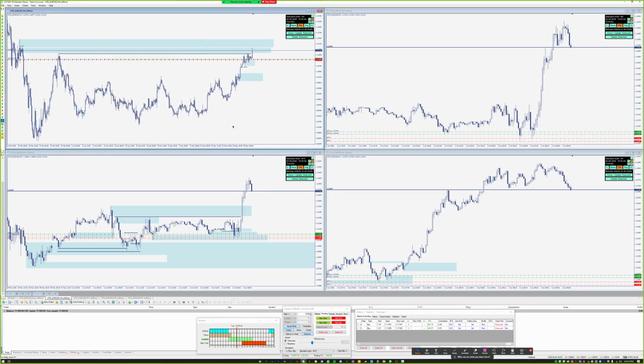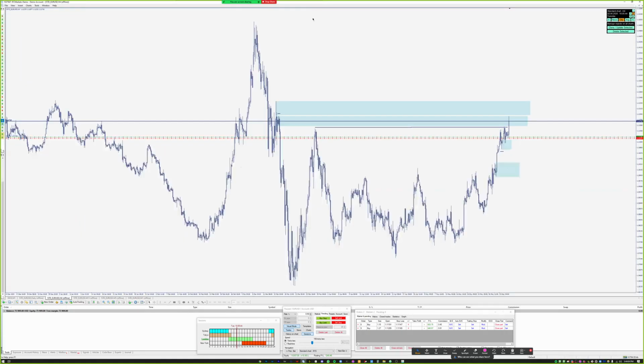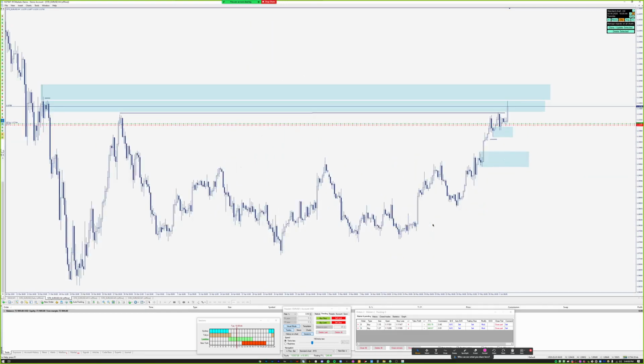Okay, so let's look at structure here. I'll let you guys mark it out a little bit, based on everything I taught you. Where do you see structure? Let's mark out 15-minute swing structure here on this 4-hour. I'll maximize it for you guys. Are we bullish or are we bearish? Swing structure. Okay, good.